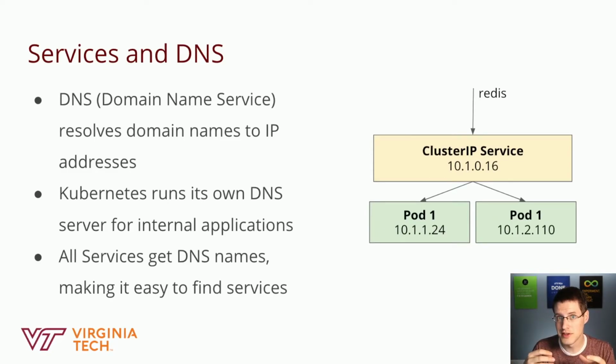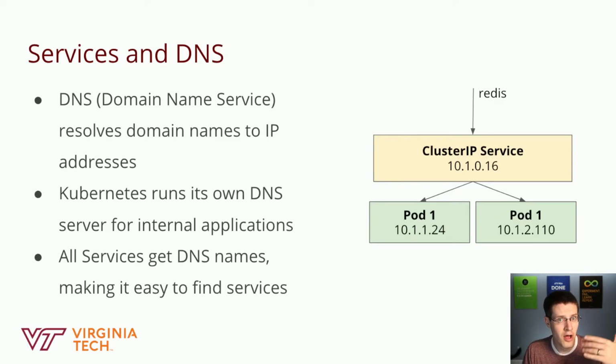Kubernetes runs its own DNS server within the cluster, and that's what the CoreDNS pods are that are part of the kube-system namespace. And so all services get DNS names, and that makes it a lot easier for us to find services.